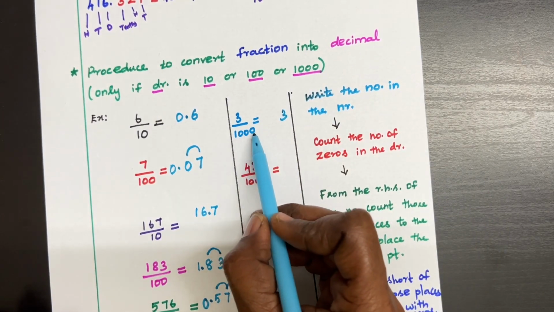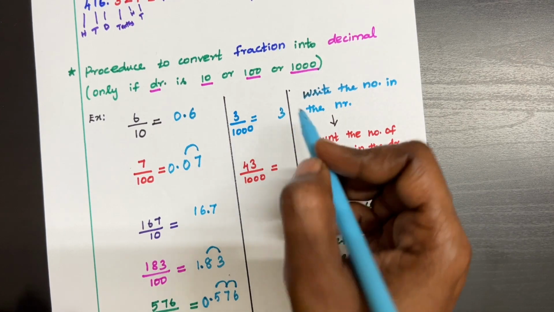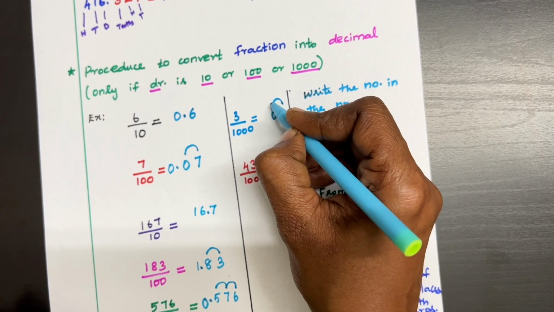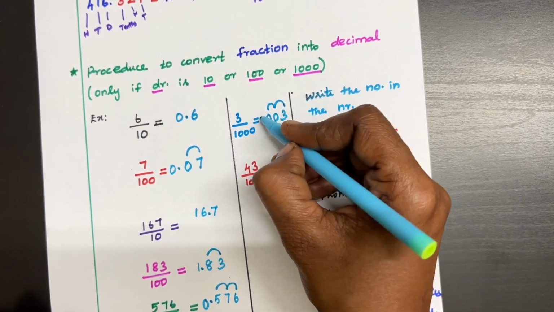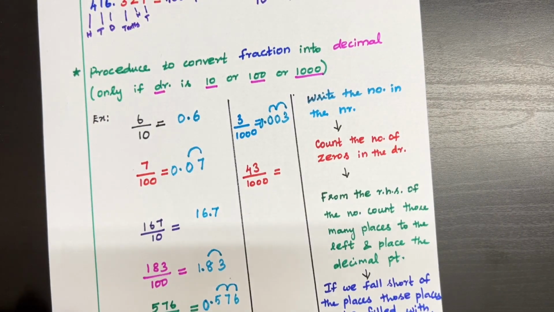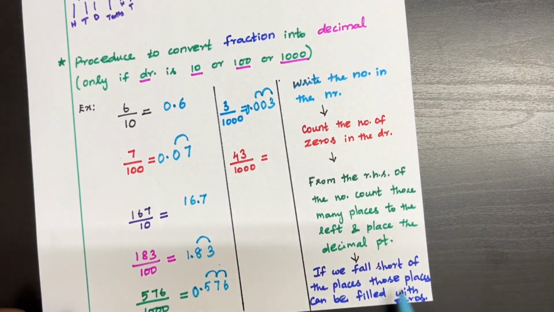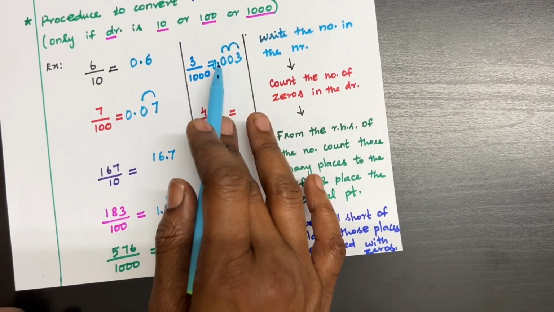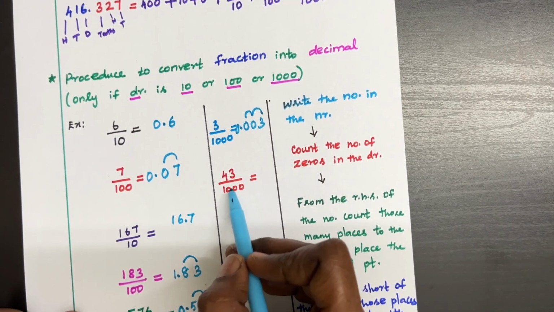See here, 3. Just write 3 here. How many zeros in the denominator? 3 zeros. I am going to count 3 here. 1, 2, 3. I am placing my point here. 0.003. If you are short of places, those places can be filled with zeros. That's the point here.